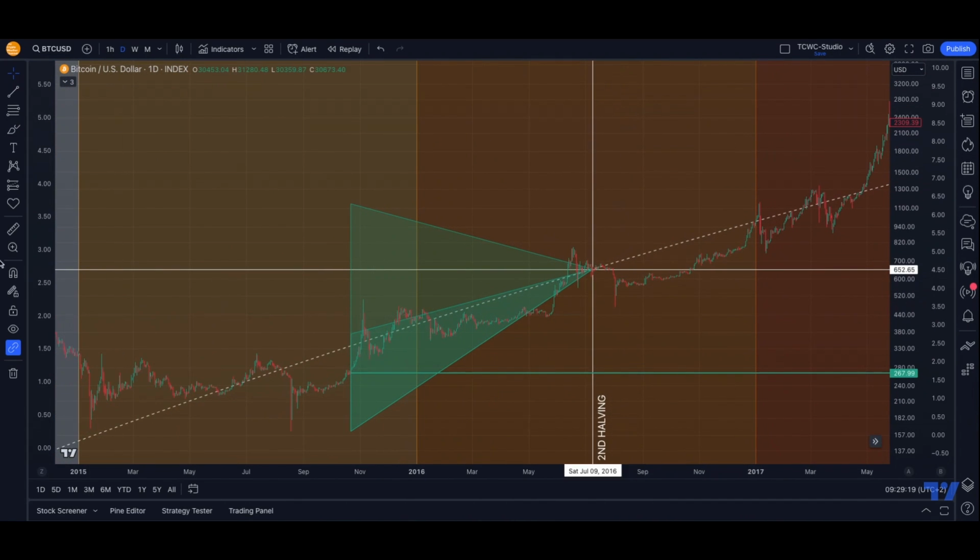All right, and then here, this was 2015. This was a high interest rate or rising interest rate environment here. So we traded in the lower triangle.